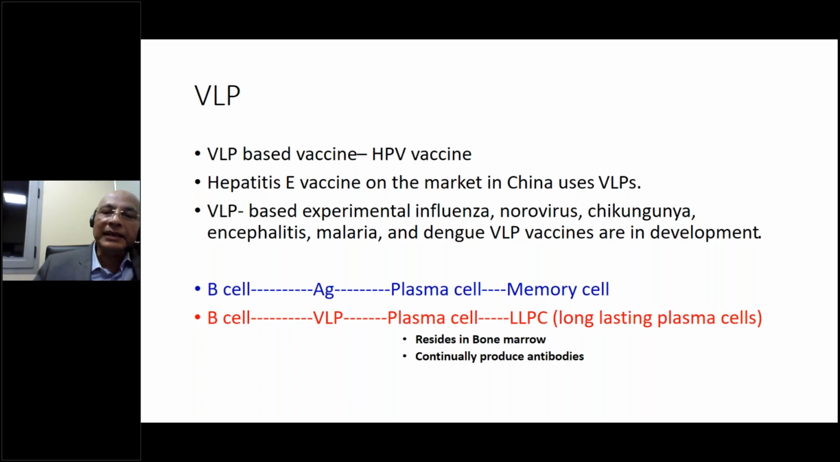They'll have a memory cell pool. In addition, they'll be making long-lasting plasma cells, which will be residing in the bone marrow, and they'll be continuously producing antibody, because we know the memory cells produce antibody when they're stimulated again, when the second real infection comes. But these guys are making it continuously. So this is a unique scenario. This makes it very attractive. So this also has a high probability of succeeding. And many people are trying to coat the VLP with S protein, N protein, and other proteins.